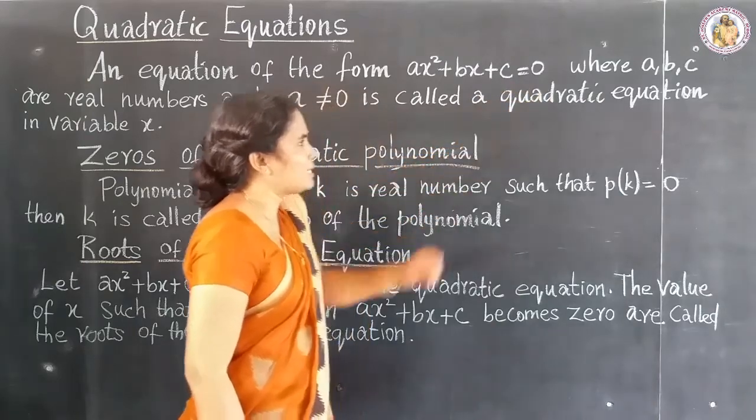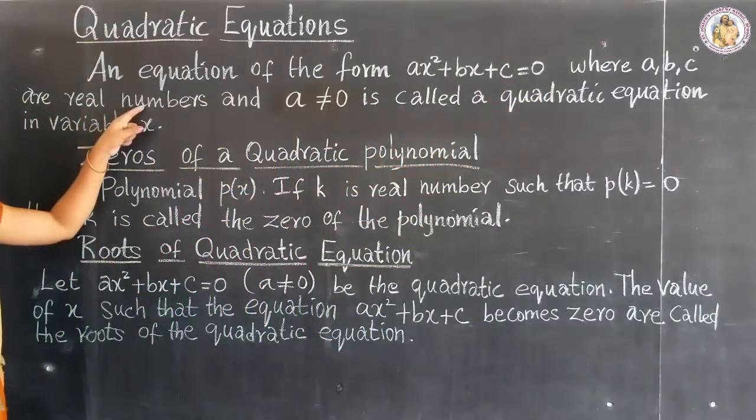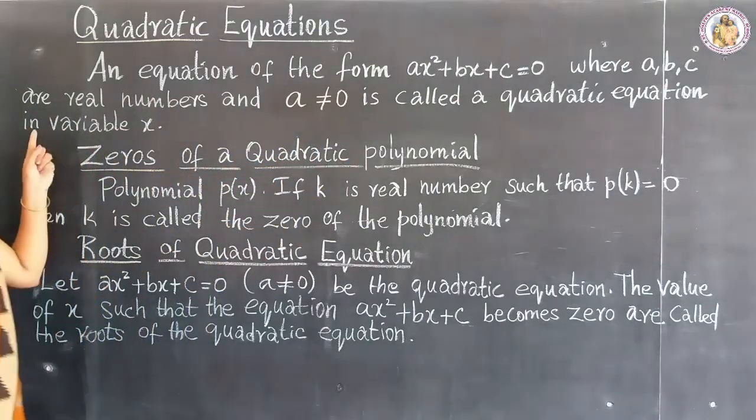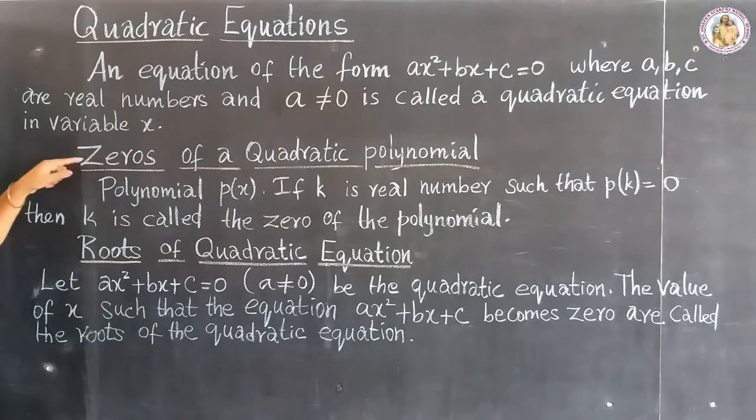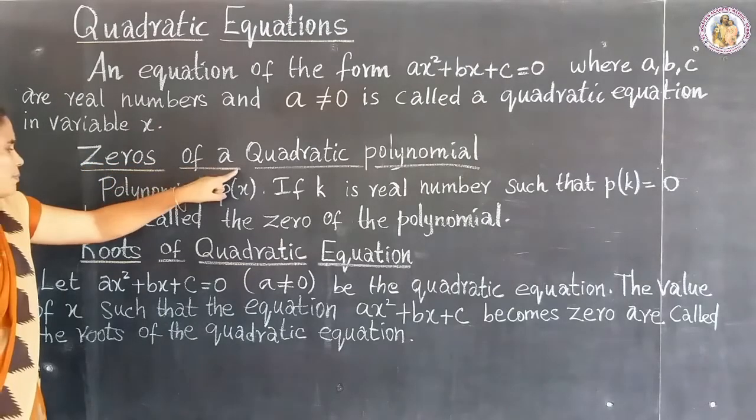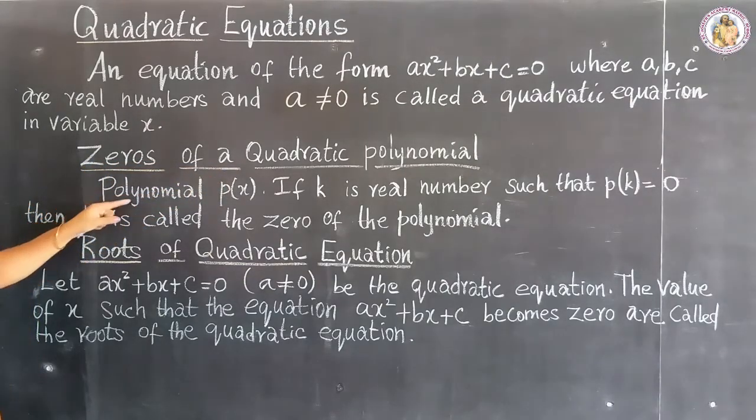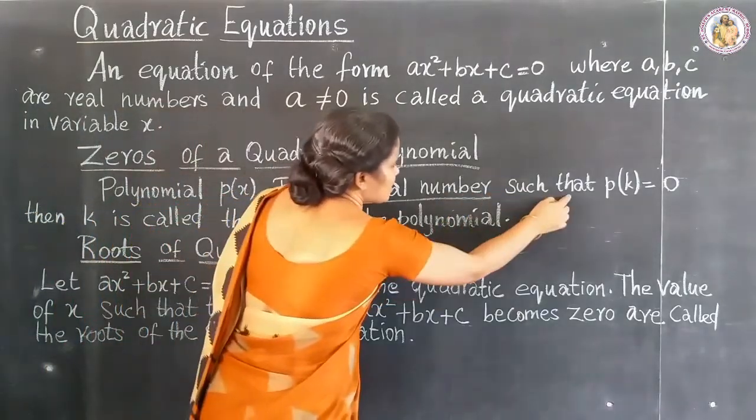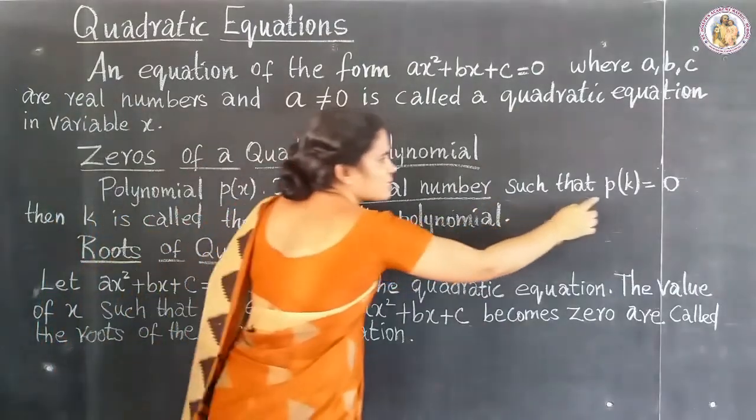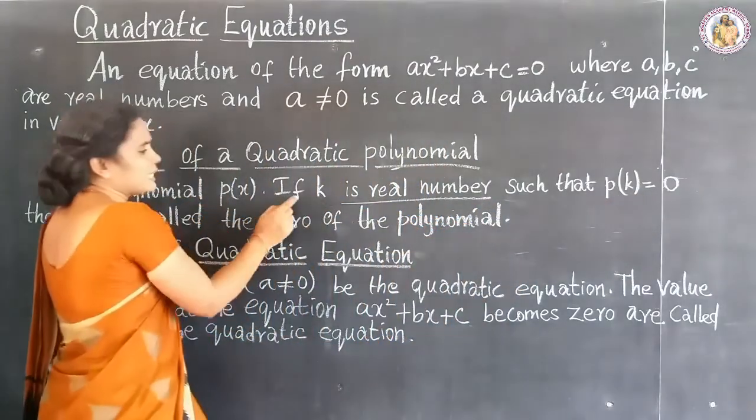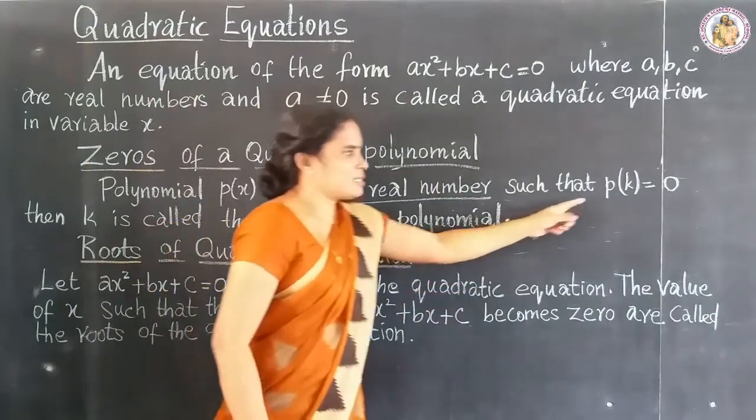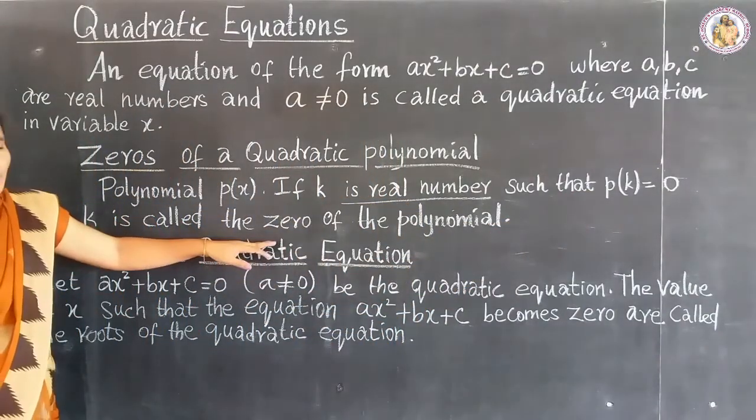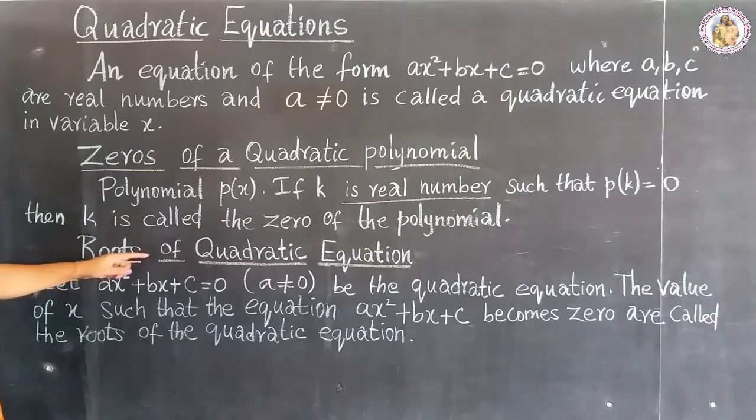...where a, b and c are real numbers and a is not equal to 0, is called the quadratic equation in a variable x. And what are the zeros of a quadratic polynomial? As you learned in your 9th standard, for a polynomial p of x, if k is a real number such that p of k is equal to 0, then k is called the zero of the polynomial.